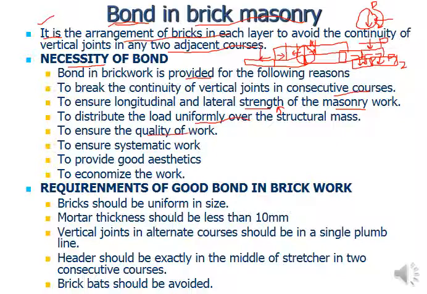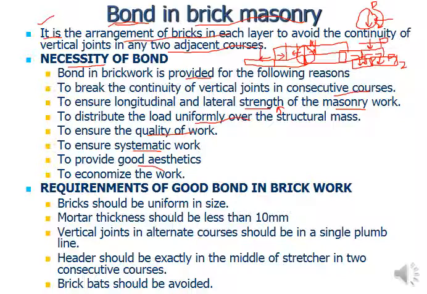Then next one, to ensure the quality of the work. Of course, if you ensure the brick bond in a particular pattern, then the quality is also going to be improved. It is going to give you a systematic way of working. Every mason is going to know where to lay the particular brick, in which direction, in which pattern. So systematically one person can work on site.